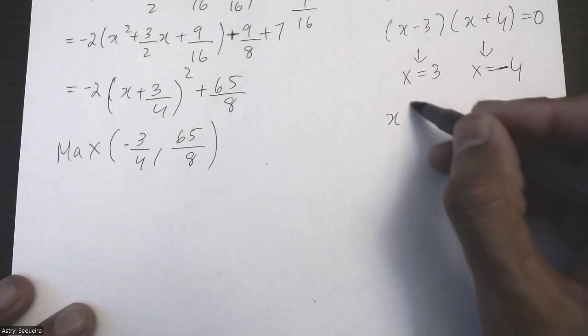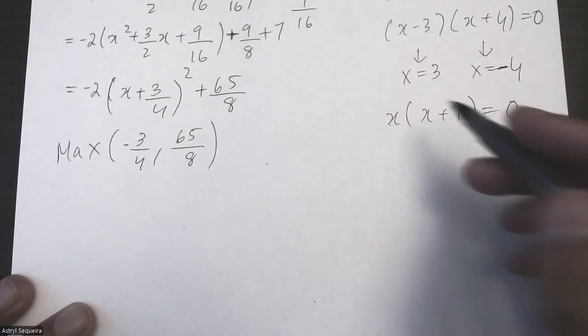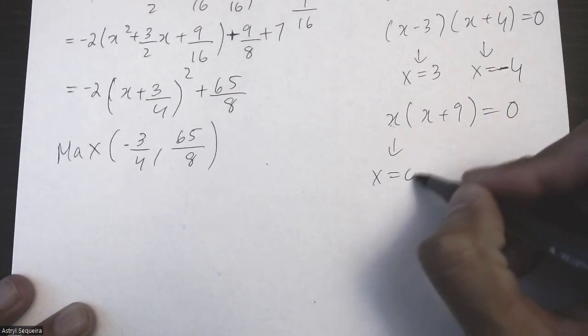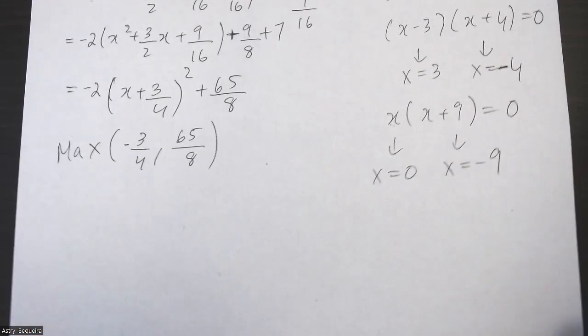Let's do another one, x(x + 9) = 0. So whenever you have a common factor of x, the x-intercept is always 0. And this one is just -9.